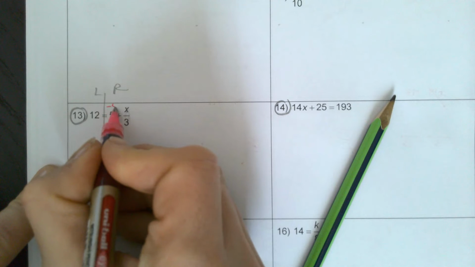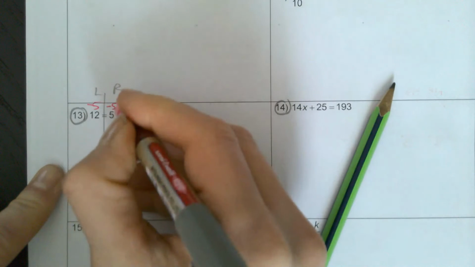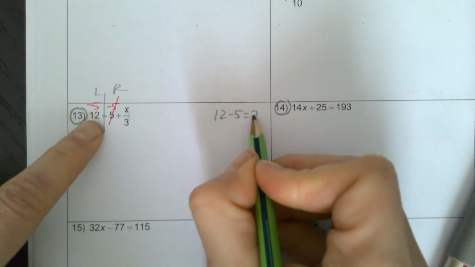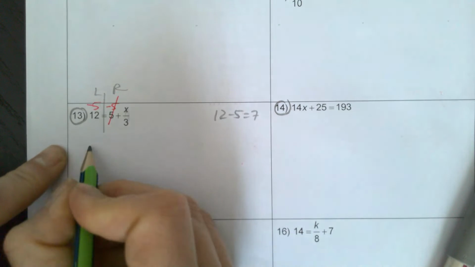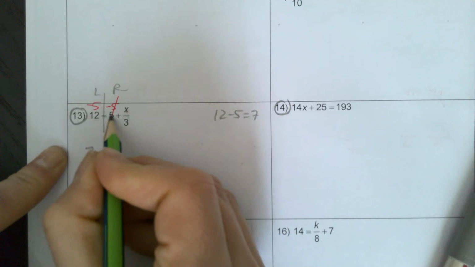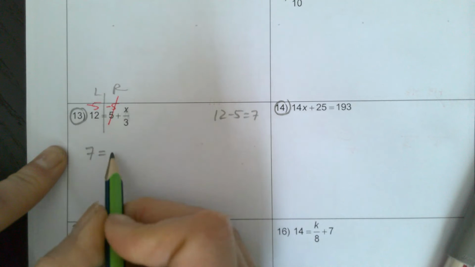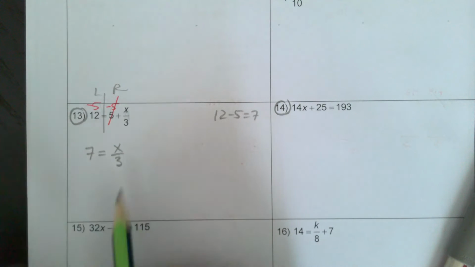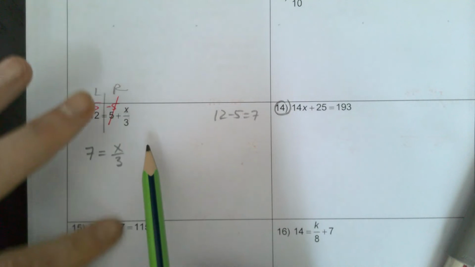So -5, -5. So now I have 12 minus 5, which equals 7. So this is 7. That's gone, because 5 minus 5 is 0. And I'm left with x over 3. It's okay if x is on the right side. We can do that sometimes.